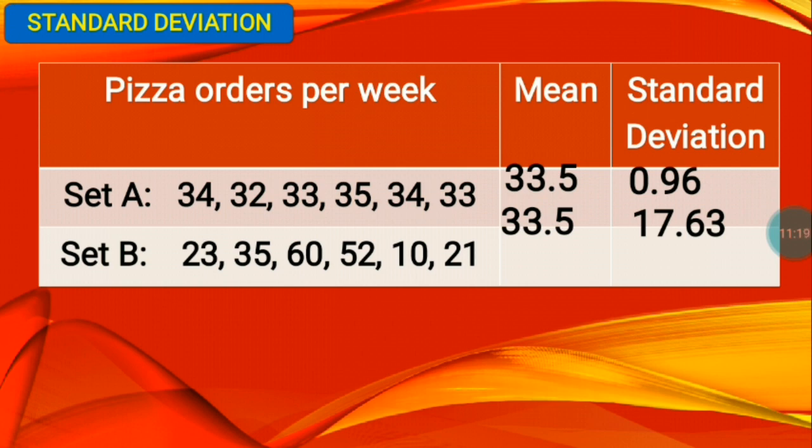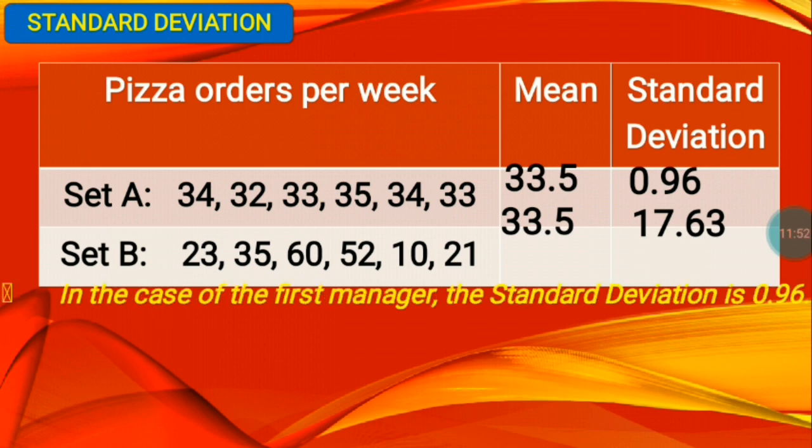So we have here the pizza orders per week. Set A is for manager A, and set B is for manager B. Take a look at the data. For set A: 34, 32, 33, 35, 34, 33, with a mean of 33.5 and a standard deviation of 0.96. Then set B: 23, 35, 60, 52, 10, 21, with a mean of 33.5 and a standard deviation of 17.63.